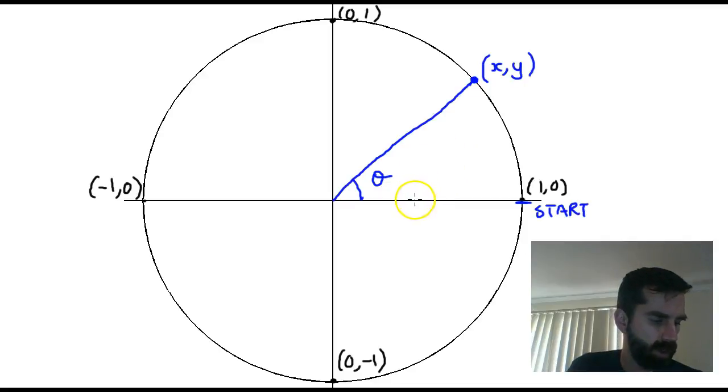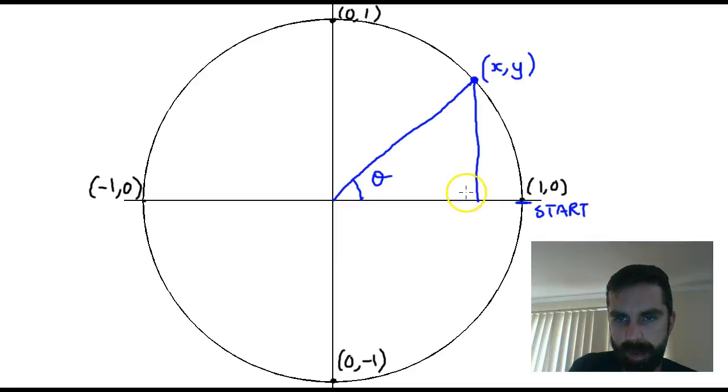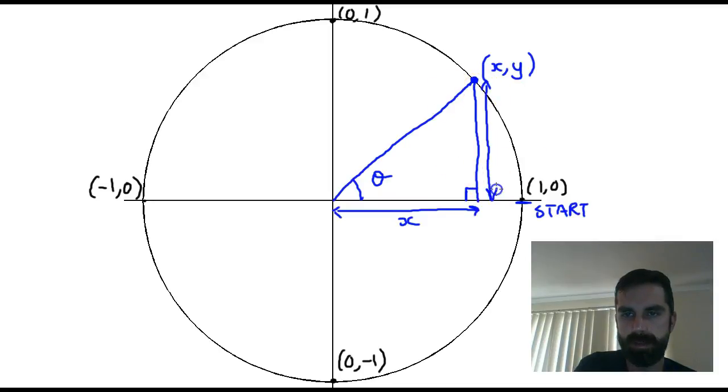Well, we've gone around by theta, and what we can do here is form a nice little right angle triangle by dropping a line down perpendicular to the x-axis from that point. And that's going to be a right angle. And then if I think about the coordinates x and y, well, this is the x-axis, so the width of this triangle along the bottom here is actually equal to x, and the height of this triangle is actually equal to y. Well, that looks familiar, doesn't it?